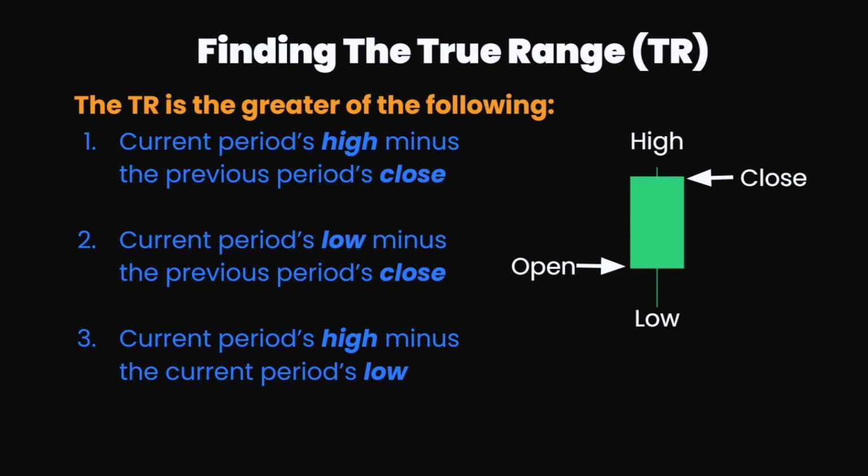The first key concept of ATR is true range. The true range is the distance between a period's extremes. It is the largest of these three values: the current period's high minus the previous period's close, the current period's low minus the previous period's close, the current period's high minus the current period's low.